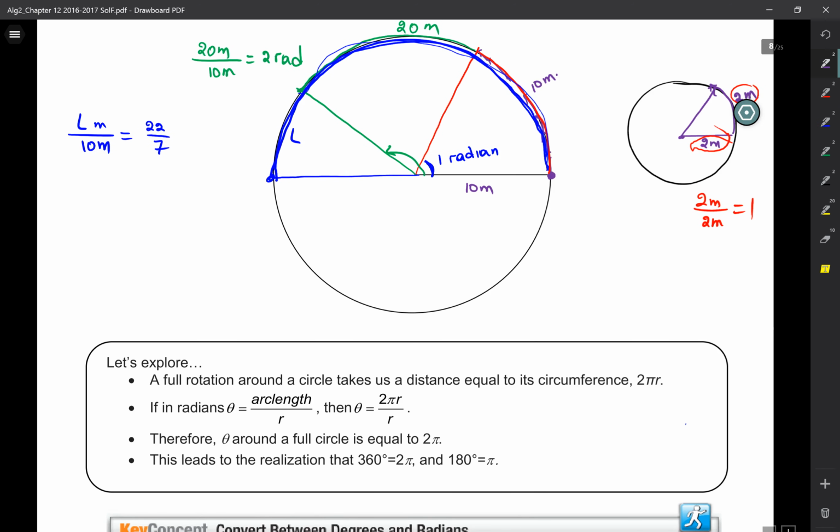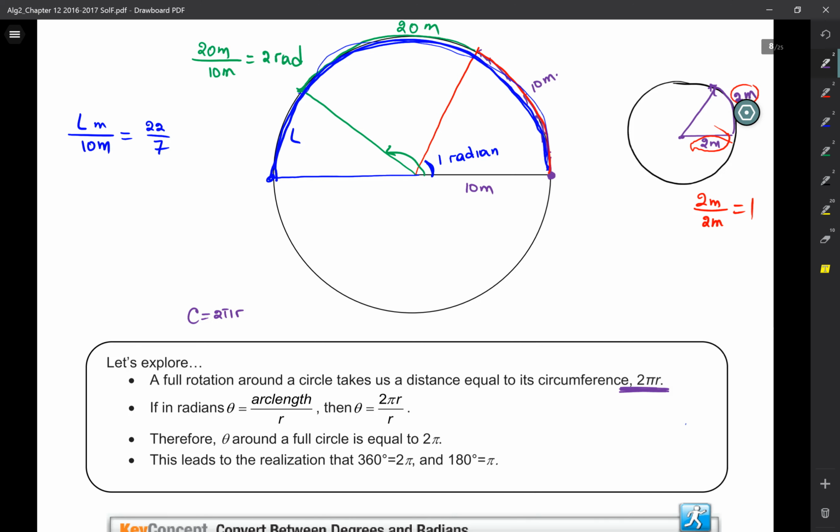Suppose you go a full rotation around the circle. You've just covered the circumference, right? How did we always measure circumference ever since we were like 9 or 10? Which formula? 2 pi r. So if you go around the whole circle, that's a length of 2 pi times the radius, 2 pi r. Okay?